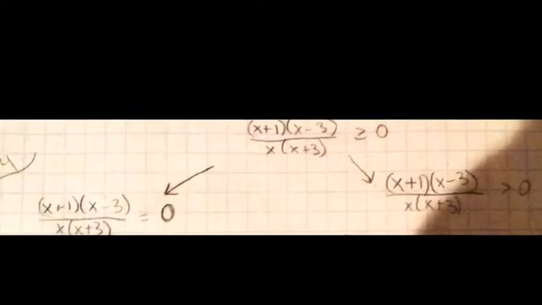Now, step 4 is solving that last inequality that we just stated. So either x plus 1 times x minus 3 divided by x times x plus 3 can be equal to 0 or greater than 0. So for the case where it's only equal to 0, we know that the fraction's numerator must equal 0 to make the whole thing 0. So x plus 1 must equal 0 or x minus 3 equals 0. Therefore, x equals negative 1 or x equals 3.